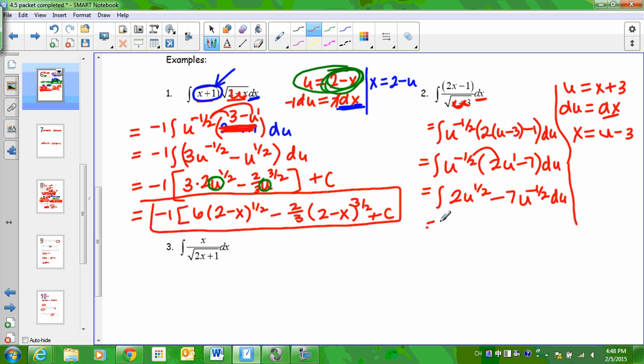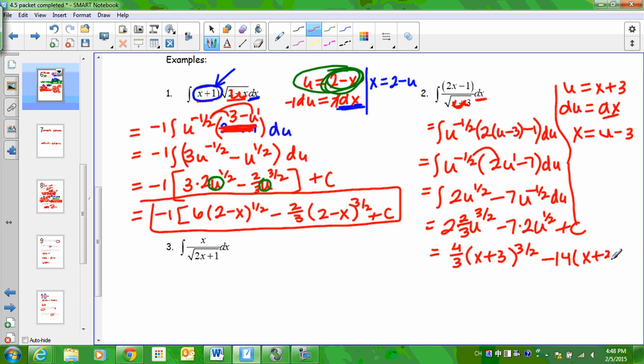Now you're ready to integrate. 2 times, leave a space. Your new power then would be add 1, and you just write the reciprocal in front. Alright, minus 7 times. Your new power on u would be positive 1/2, you would add. Put the reciprocal in front. Don't forget the plus c. Final answer, 4/3, x plus 3, 3/2, minus 14, x plus 3 to the 1/2, plus c.